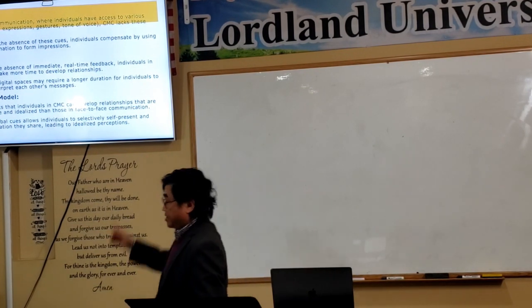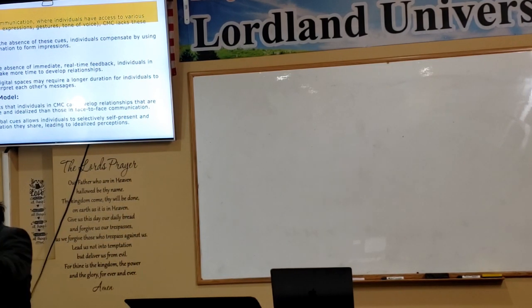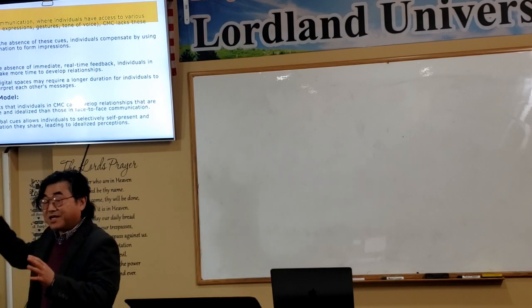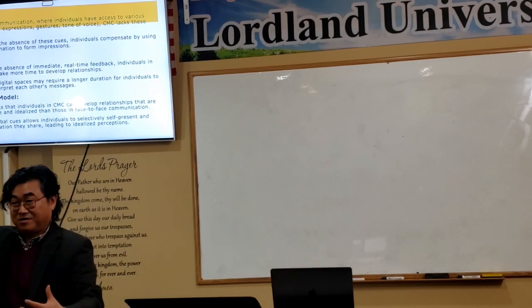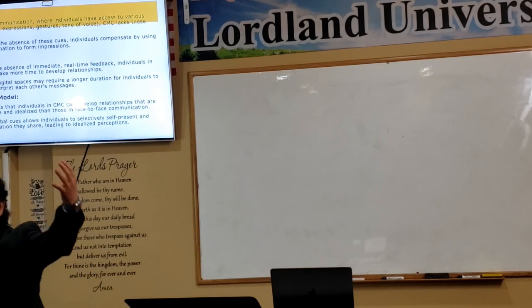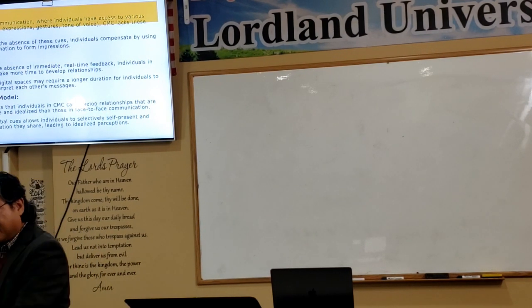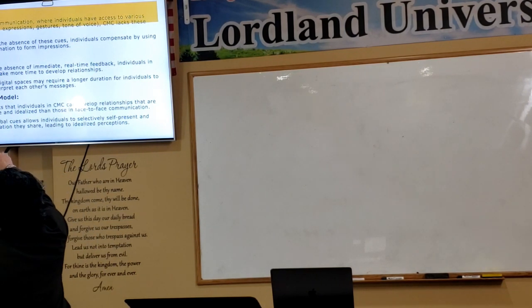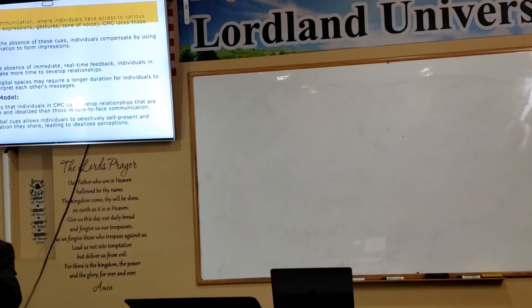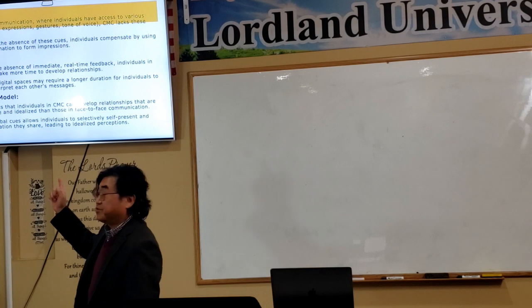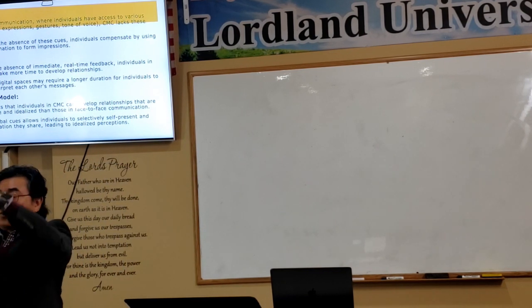Okay, cues filtered out. Cue means... there are two different meanings. Cue means when you're filming, the director gives you a sign, right? Cue, action, right? That's another cue. But here, cues are actually body language, eye contact, hand signs. Those things we call cues. Facial expression, gesture, voice, tone of voice, low voice, high voice, louder voice, quiet voice. That's what we call cues in sociology study. Okay.